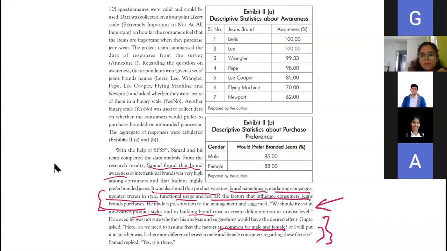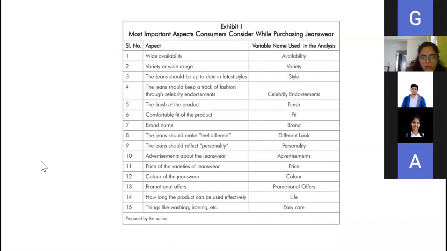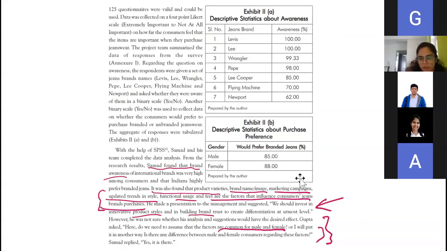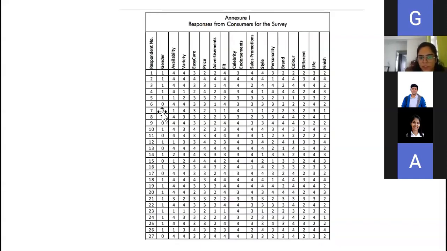It's whether both male and female prefer the product for the same reason or not. Yes. So we had these variables, wide availability, variety, brand name, marketing campaigns. And we had also asked about gender, right? Gender was also there, and we had all these variables. We grouped these variables into 6 factors. But now they are asking whether there is any difference between male and female regarding these factors.